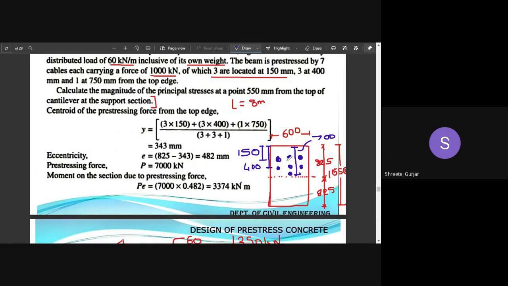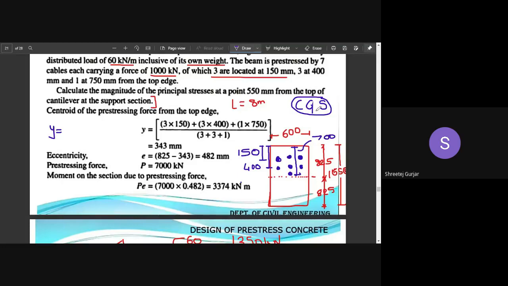The distance of the CGS, center of gravity of steel, we need to determine. After we find that, we can easily calculate eccentricity. So we need CGS first. How do we find out CGS? It is by this formula. Y is the distance of CGS, either from the top fiber or from the bottom fiber. Here we will consider it from the top fiber.